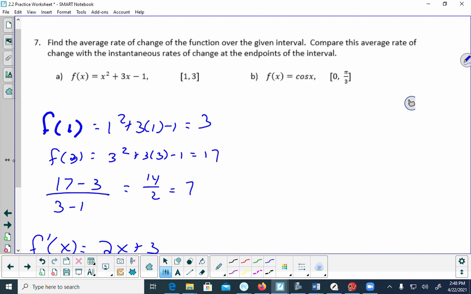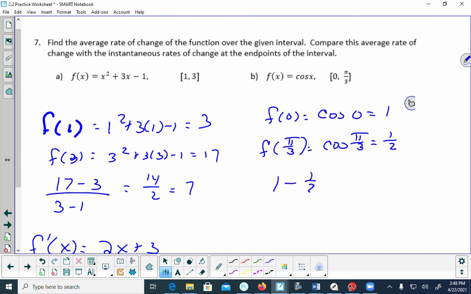So I am going to do the average rate of change. So I'm going to find f of 0. So the cosine of 0 is going to be 1. Then I'm going to do f of pi over 3. So that's going to be the cosine of pi over 3, which is equal to 1/2. So I'm going to do 1 minus 1/2, the difference of my y's over the difference of my x's.